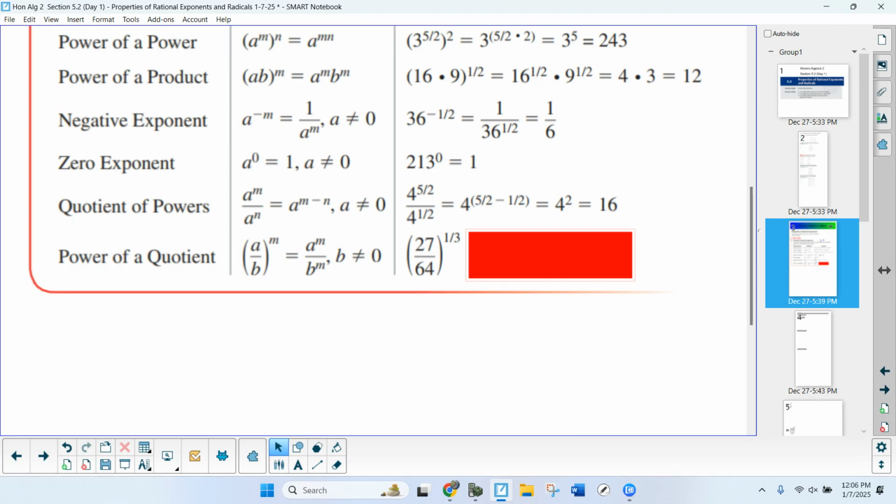So I have 27 over 64 to the 1/3. So Ty, what do I do with the 1/3? Share it. And what does it mean when you have 27 to the 1/3 and 64 to the 1/3? Not cubed, cube root. Because cubed would be like 27 times 27 times 27. The cube root of 27 is what multiplies 3 times to get 27. And what is the cube root of 27? 3. And what's the cube root of 64? 4. Good.